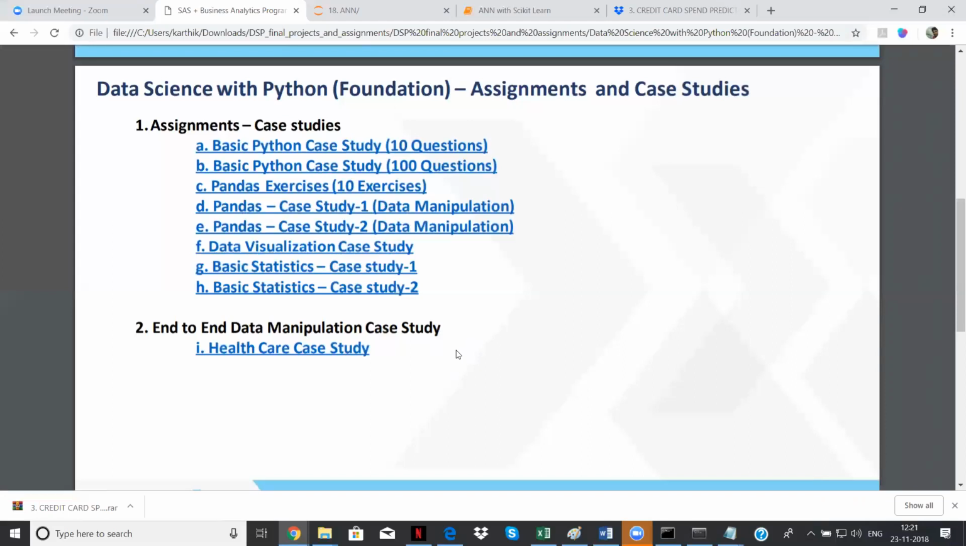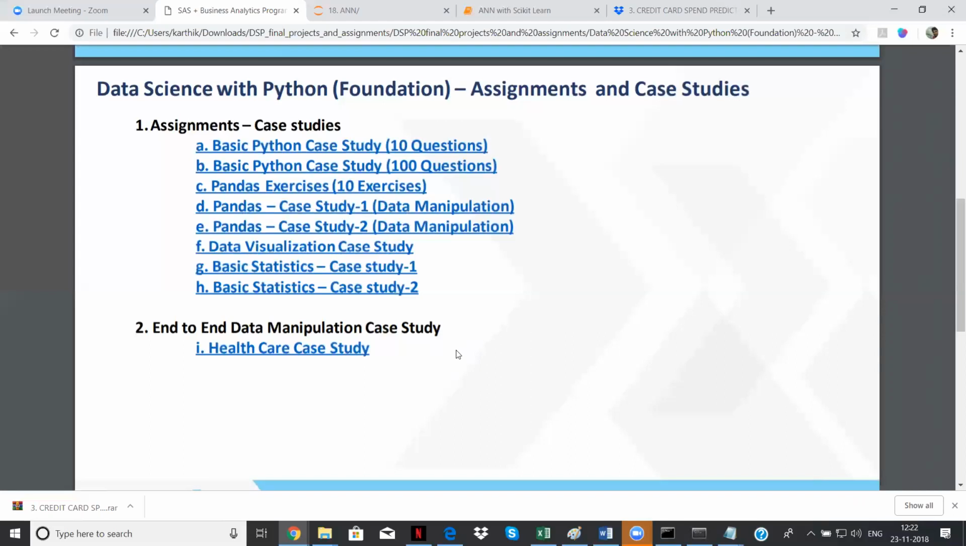Basic statistics case study 1 contains 5 different data sets and 5 different questions. You will be deciding what kind of test you would be using: one sample, 2 sample, independent sample, or ANOVA, chi-square, correlation. You have to decide what you're about to use. This case study is exactly similar to the case study that we have discussed in the class.